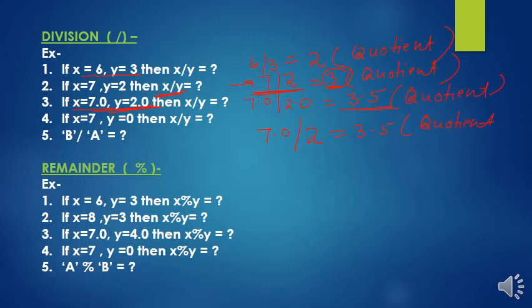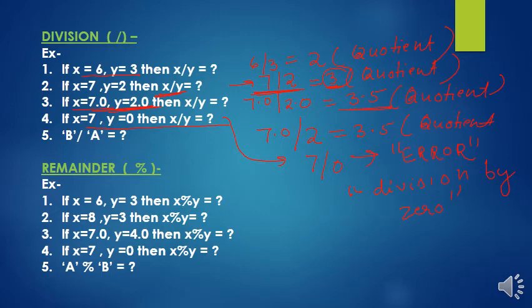Next is the value of x is equal to 7 and y is equal to 0. So x upon y means 7 upon 0. It will give what? Error. Java compiler will give the error, and this error is known as division by 0. Very important error. Division by 0 error. Any value cannot be divided by 0.